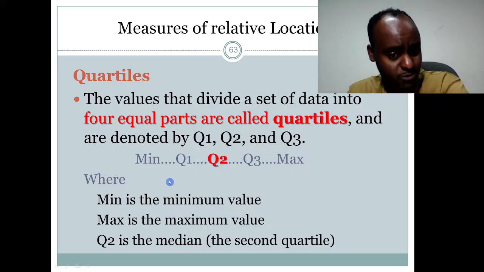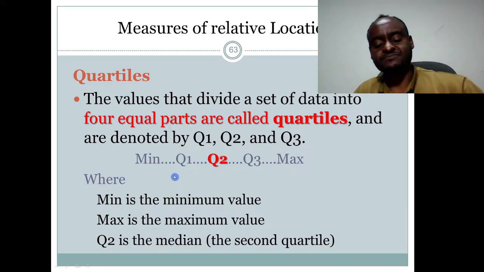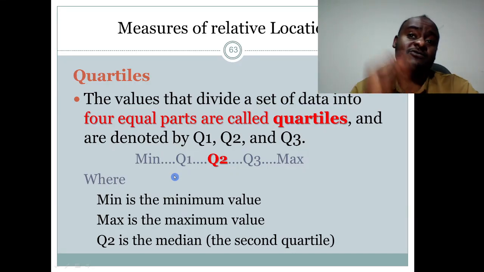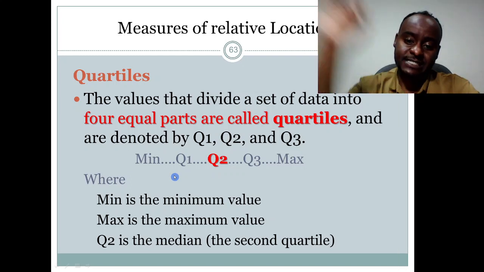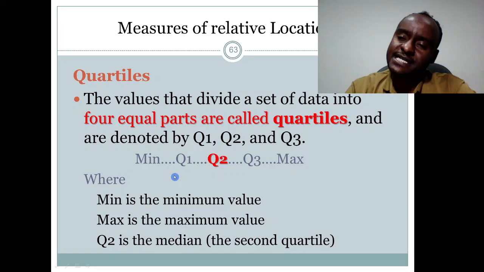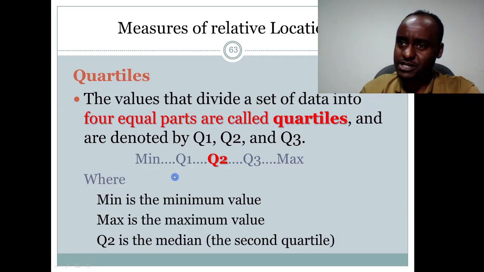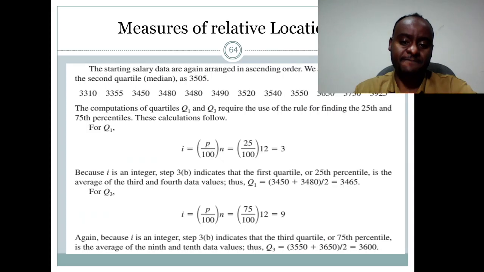Very simple. If you divide your data into 4 equal parts, Q1 means the 25th percentile, Q2 means the 50th percentile, Q3 means the 75th percentile. Then if you want to calculate Q1, it is just about calculating the 25th percentile. Q2 is the 50th percentile. Q3 is the 75th percentile.